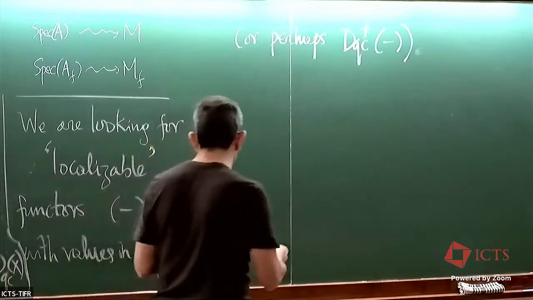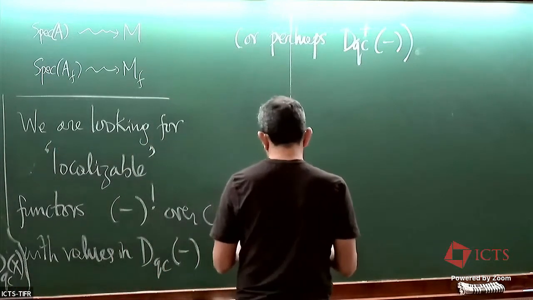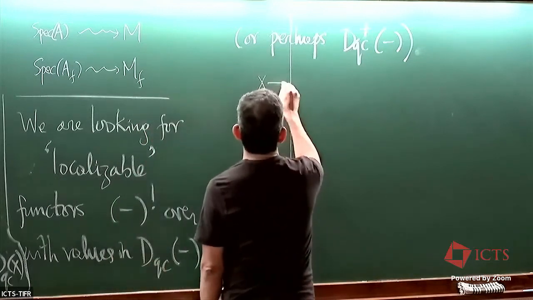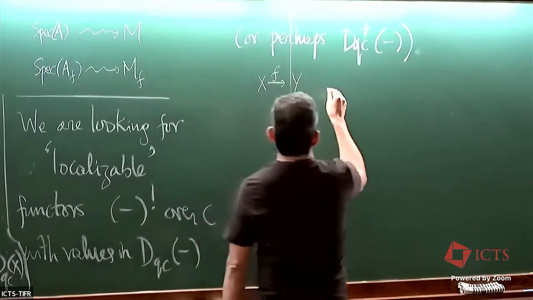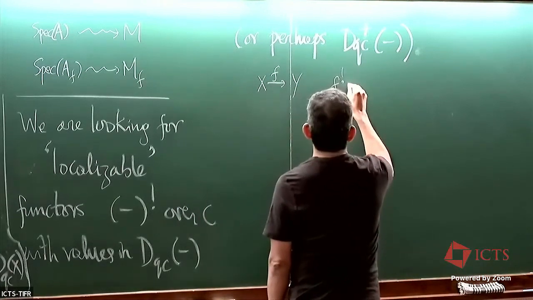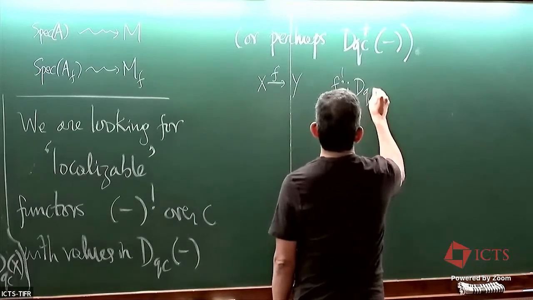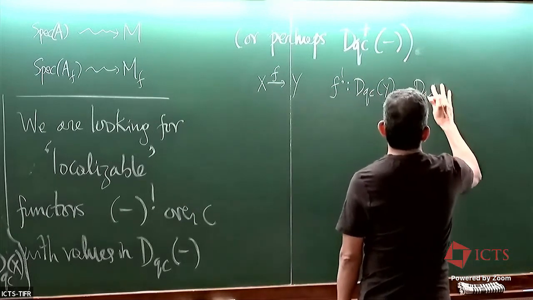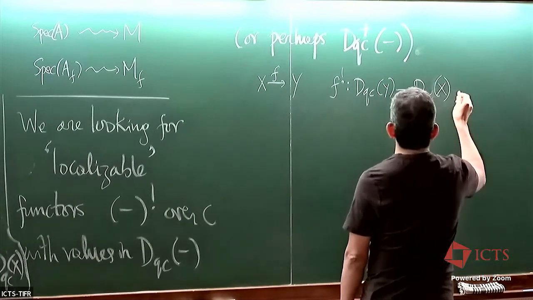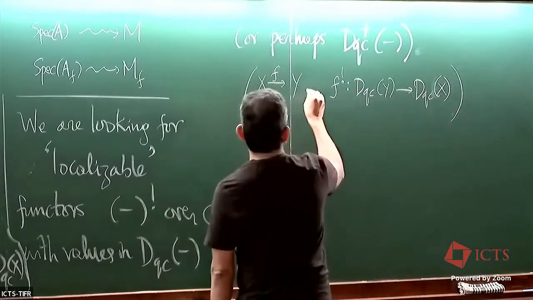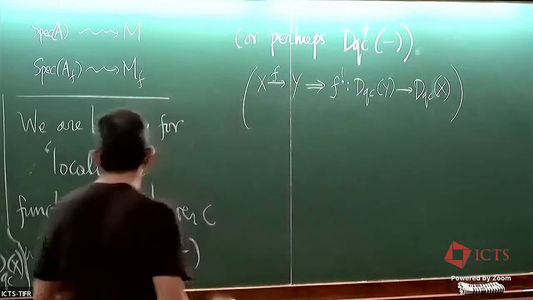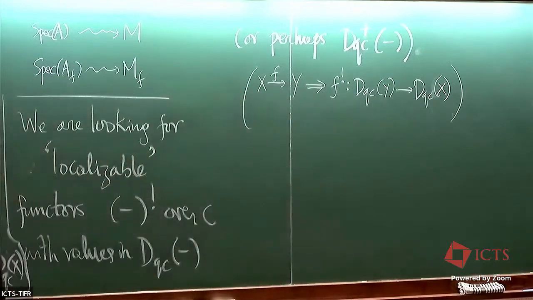And so what this means is that basically, if I have x to y, f, then I'm looking for an f shriek which will go from DQC y to DQC x. So this is the kind of thing I'm interested in. This is what I mean by a family of functors, but it should be localizable.